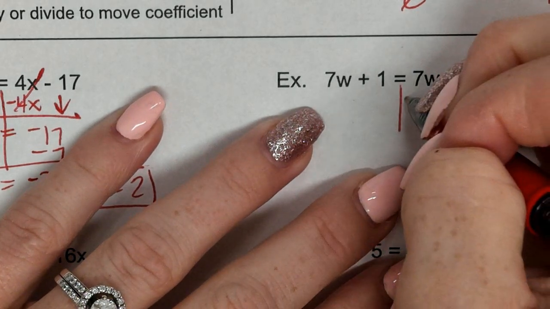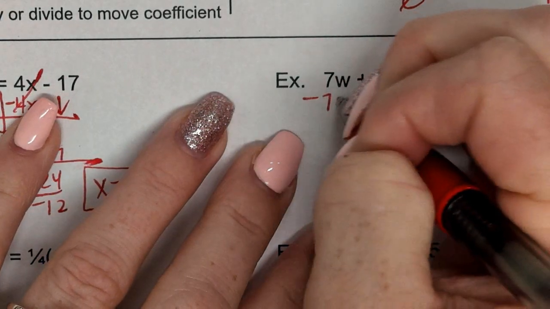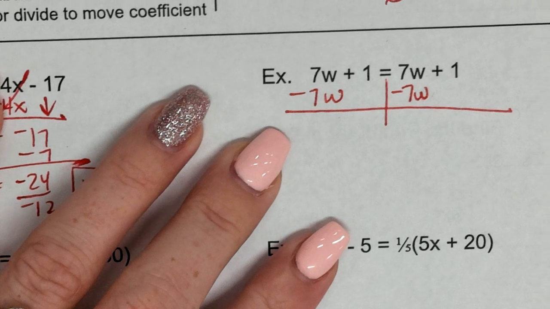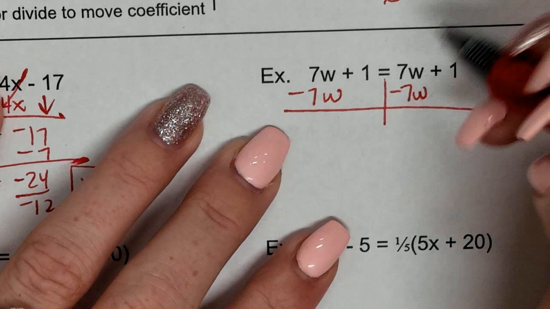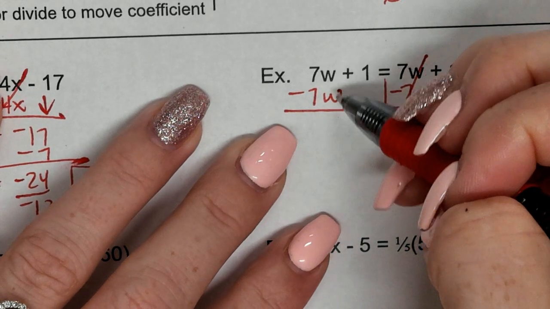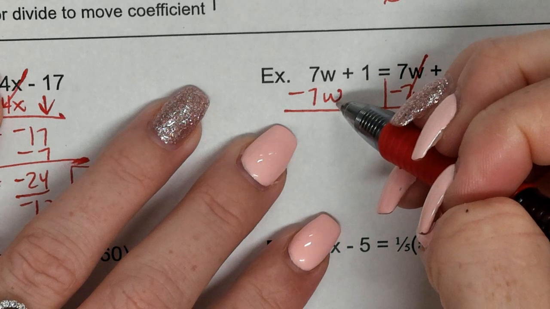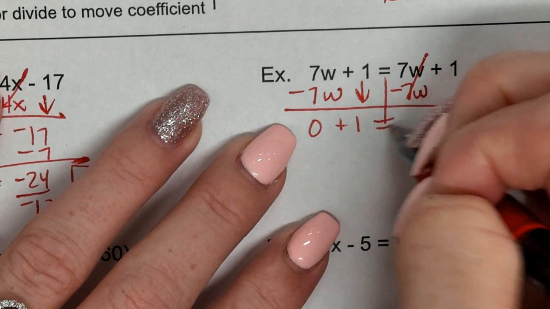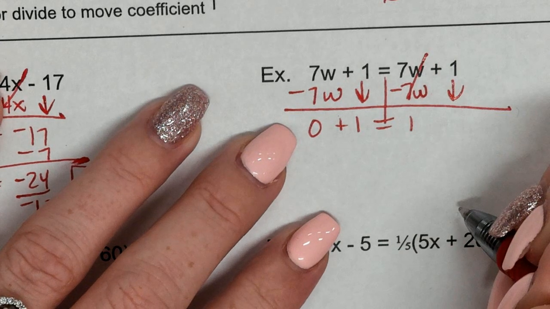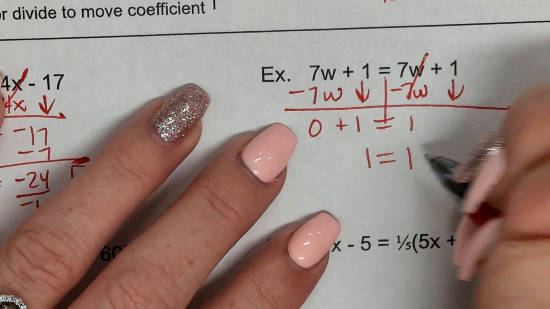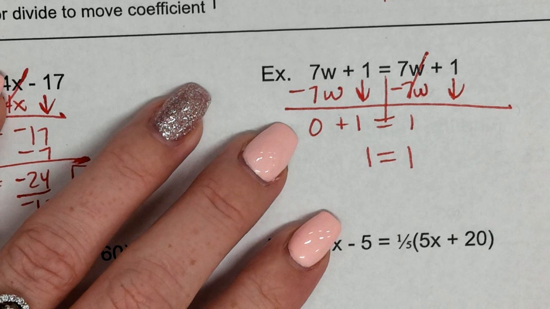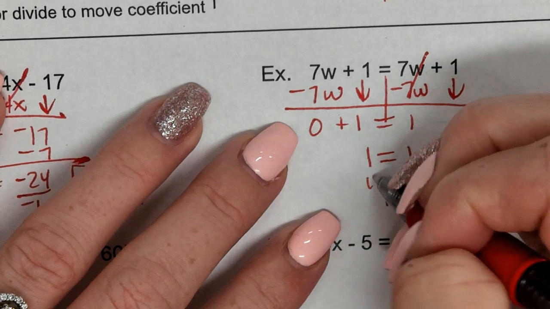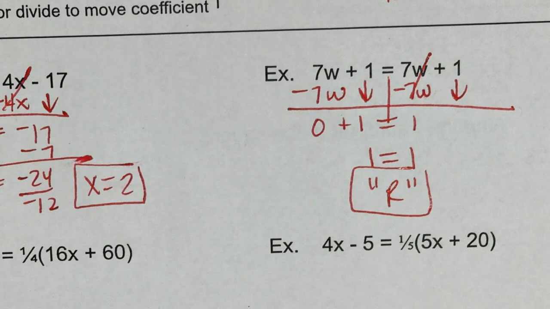All right, I'm going to subtract 7w to pull it over here. That's going to cancel out. 7w minus 7w is 0. Bring down my plus 1 equals, bring down my 1. Does 1 equal 1? So my answer is all real numbers. But I knew that from the beginning because I saw that the slope and the y-intercept were the exact same.